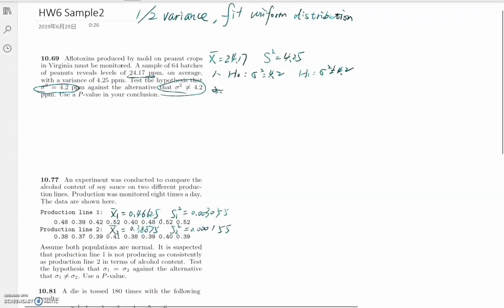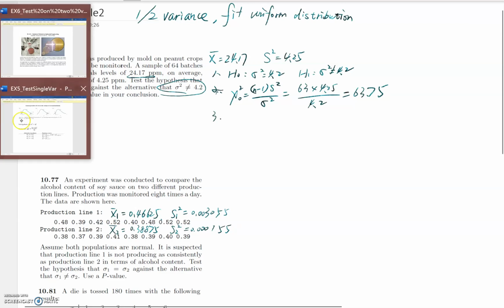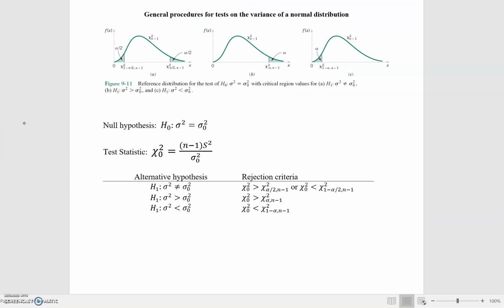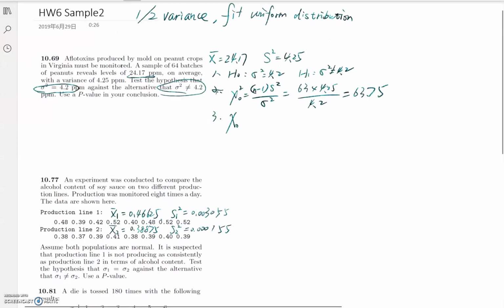So x0 squared equals n minus 1 times s squared divided by sigma squared. So that's 63 times 4.25 divided by 4.2, which equals 63.75. Okay, so we need to compare it with this one and this one.